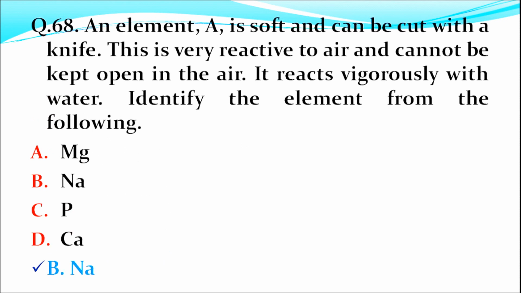An element A is soft and can be cut with a knife. It is very reactive to air and cannot be kept open in the air. It reacts vigorously with water. Identify the element from the following. Option A magnesium, option B sodium, option C potassium, option C phosphorus, and option D calcium.